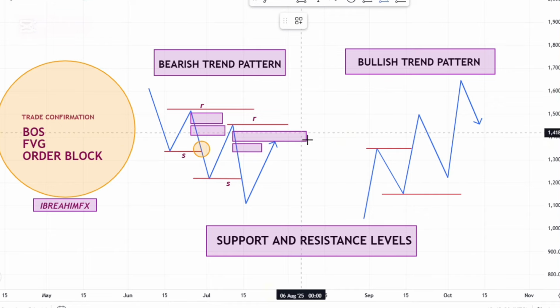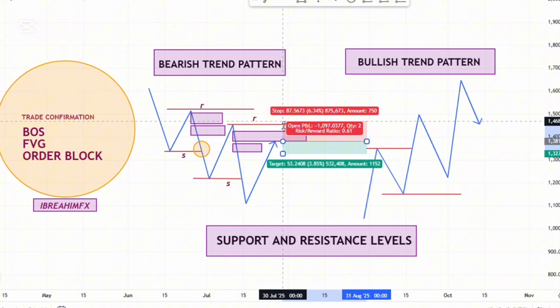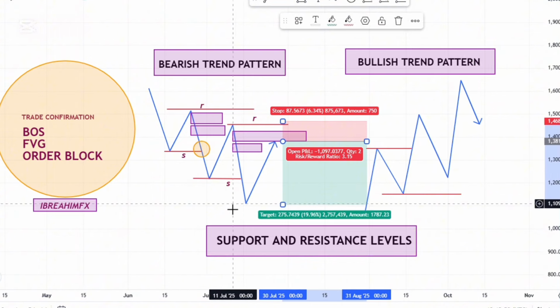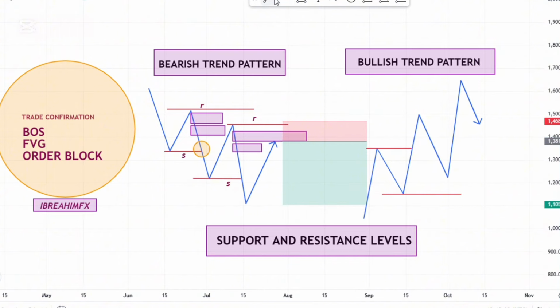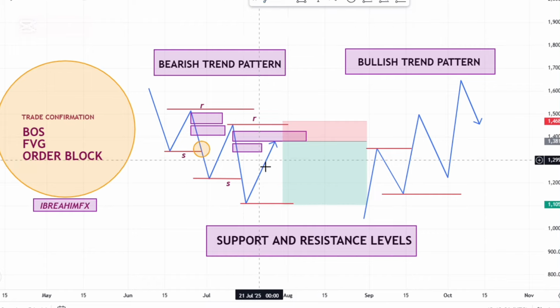Set your stop loss above the resistance level, and your take profit at the last support level. So everything that happens inside here is a minor trend.